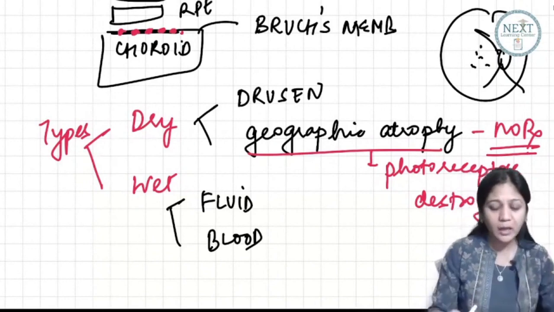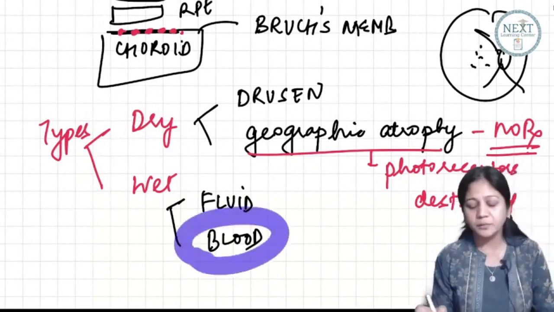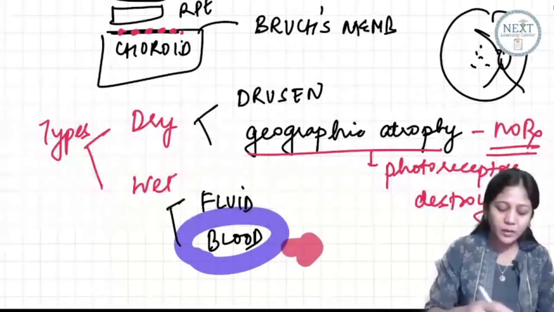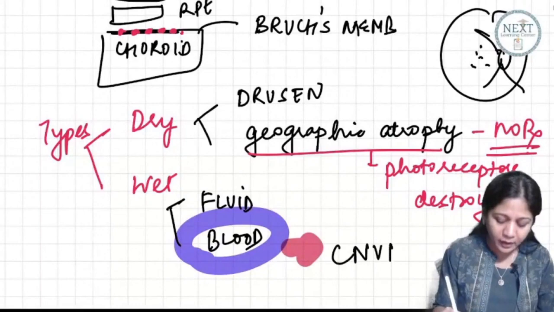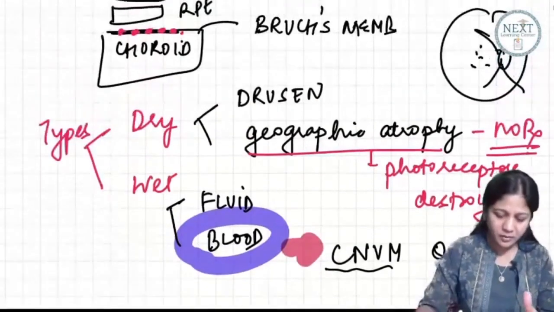Now here comes the very very important question. Blood here comes from the choroidal side. That is why we call it choroidal neovascular membrane. I'll explain you. Let me just finish writing.